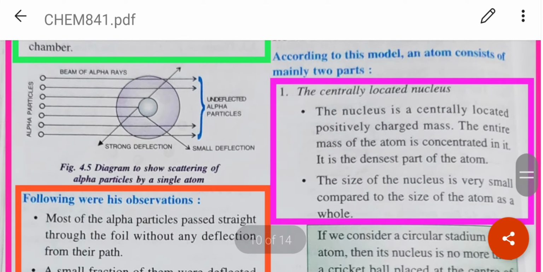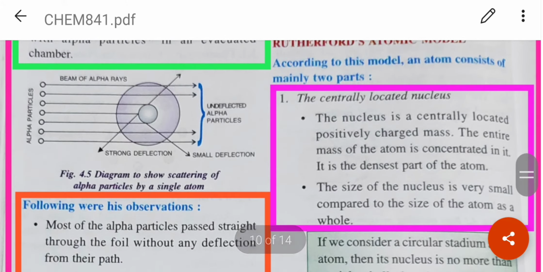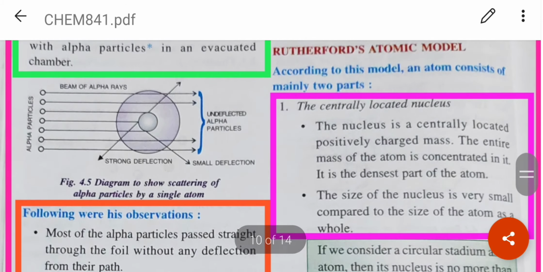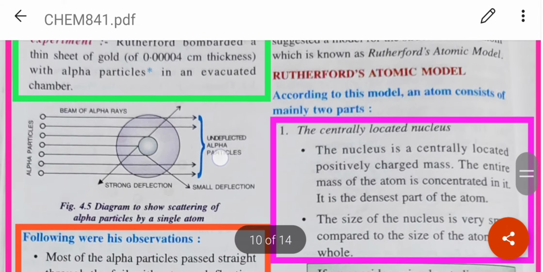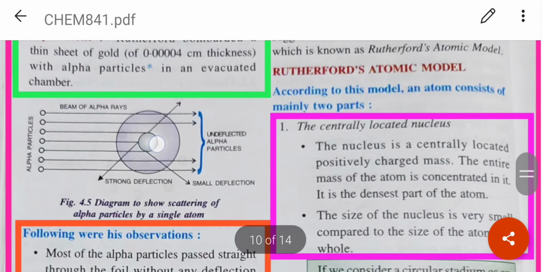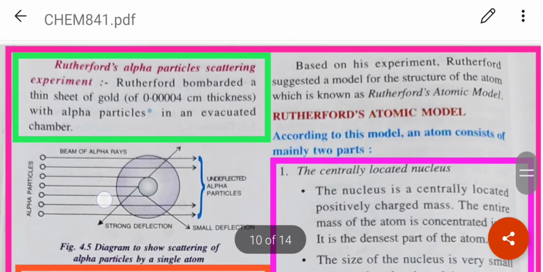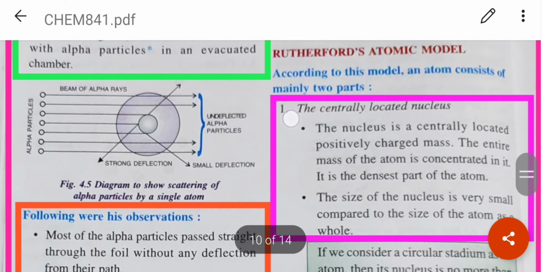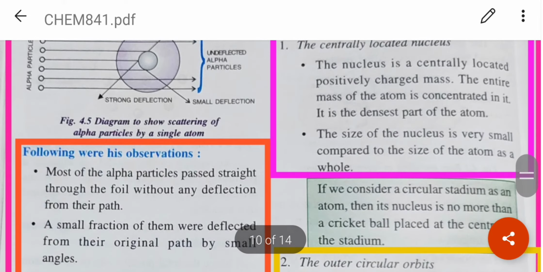Now what do you see? Most of the rays have passed straight through. Then few rays have been deflected. You can see here this ray being deflected and the other one also deflected, and another ray, it's deflected more. Okay, so if we observe the diagram, what do we see?